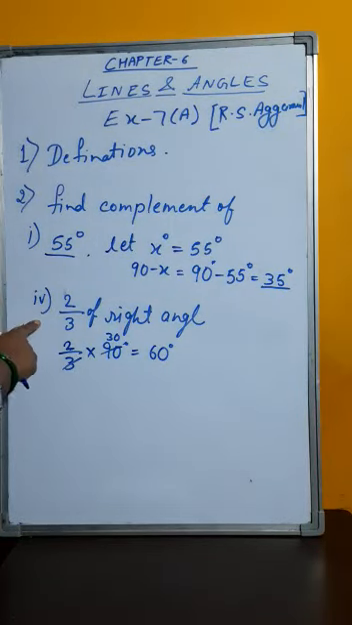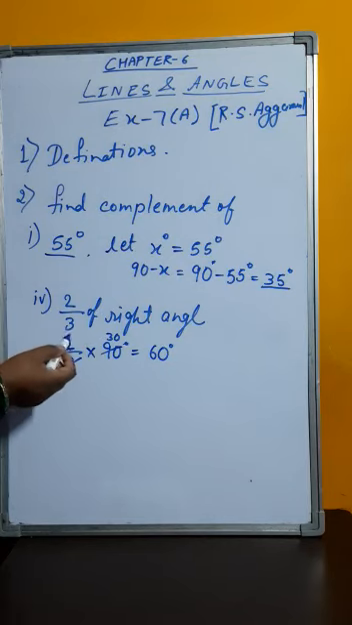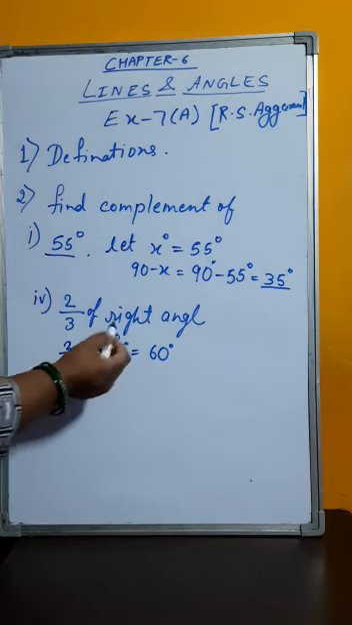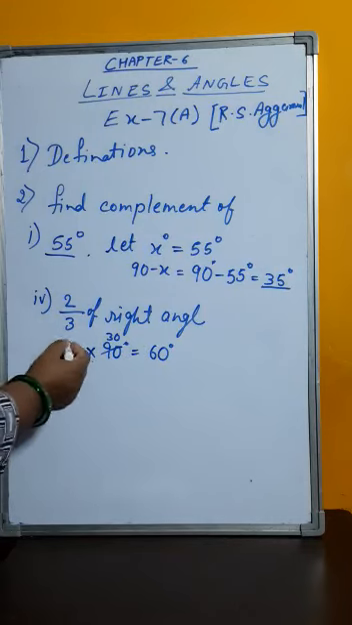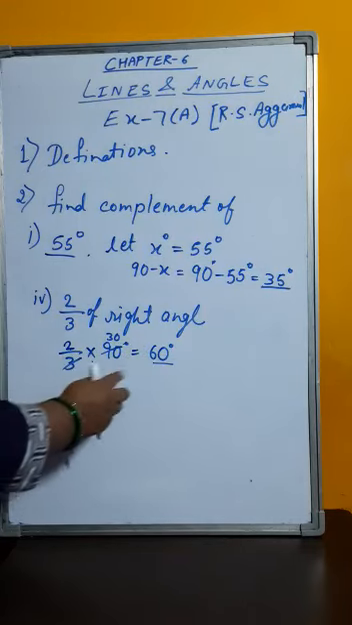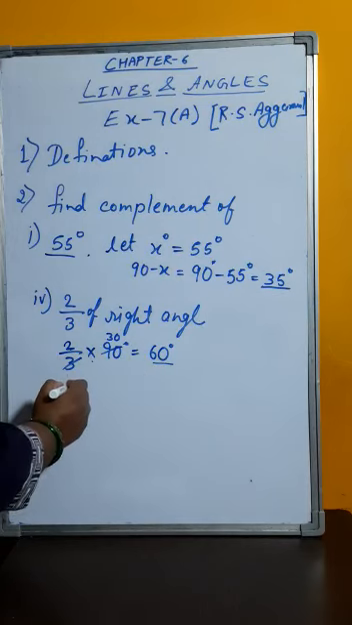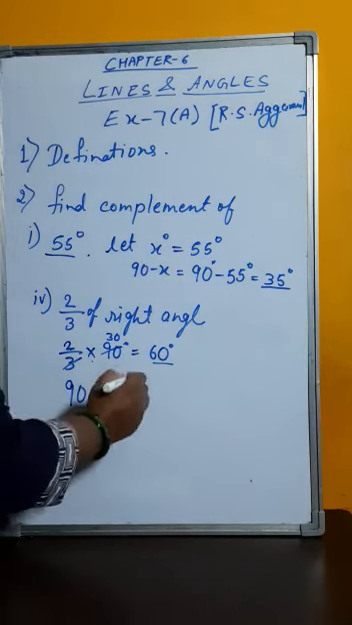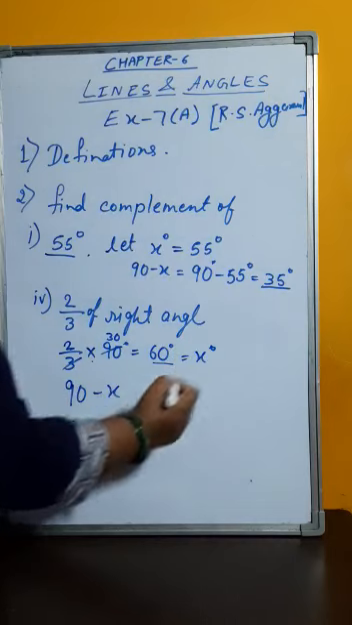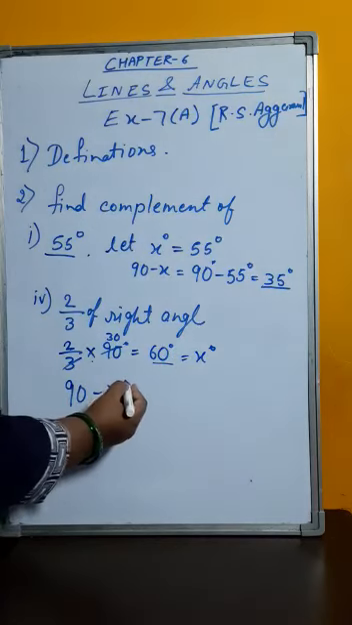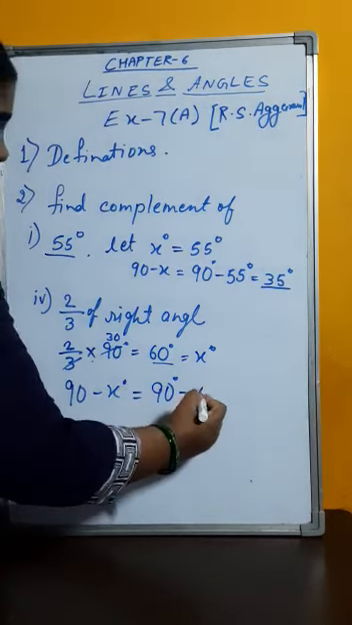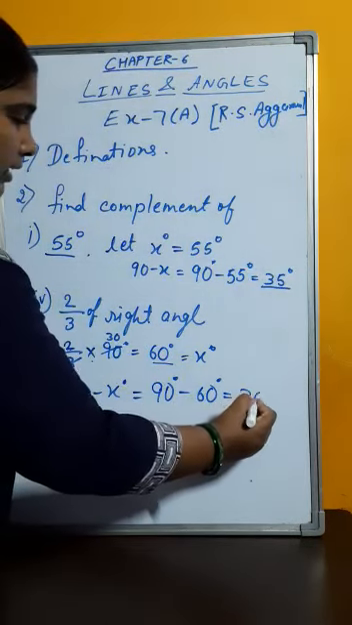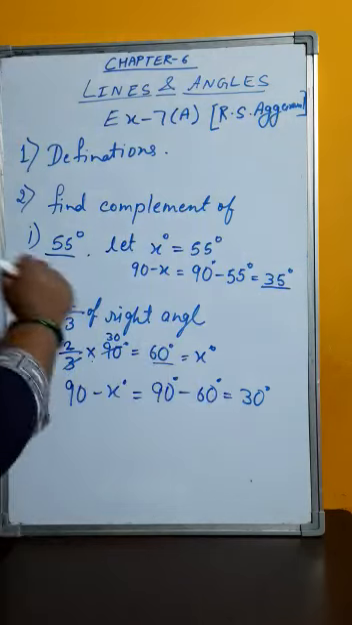Similarly, question number 4 says 2 by 3 of a right angle. So first let us calculate this angle. 2 by 3 of a right angle, meaning 90 degrees. So this 3 and 90 can be cancelled. 2 into 30 degrees is 60 degrees. So with 60 degrees, let us find its complement. Complement is 90 minus x if we assume 60 as x degrees. So its complement will be 90 minus 60 degrees, which means 30 degrees is the complement of 60 degrees.